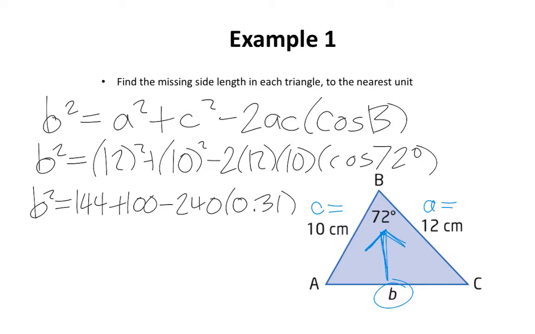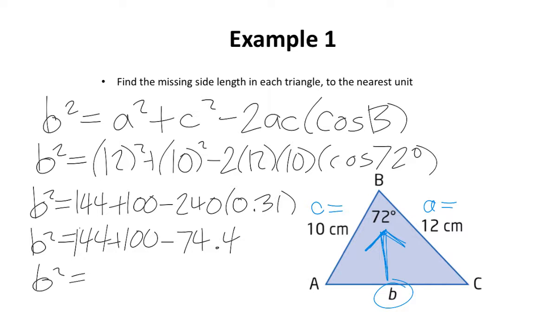When I'm simplifying this step, you need to follow BEDMAS. So that means I'm going to multiply before I add or subtract. So what I have here is 240 multiplied by 0.31. You can just throw that into your calculator, and you should get approximately 74.4. So in the next step, all you need to do is add up or subtract these numbers, and what you're going to get is 169.6.